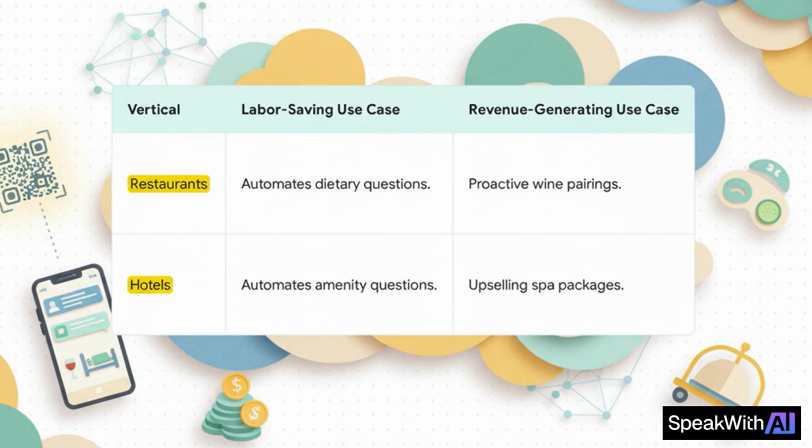For a restaurant, it's handling all those complex dietary questions, freeing up your server. At the same time, it's suggesting the perfect wine pairing to boost the check. For a hotel, it's answering all the basic questions about amenities, which means fewer calls to the front desk, while also upselling a spa package. You see, it's a direct win-win every time.